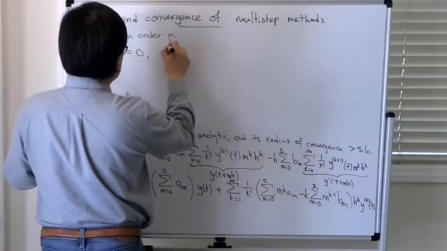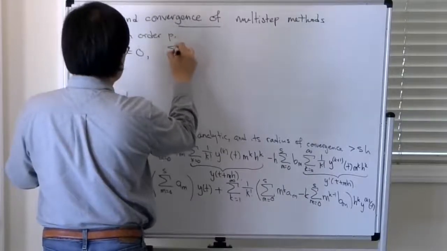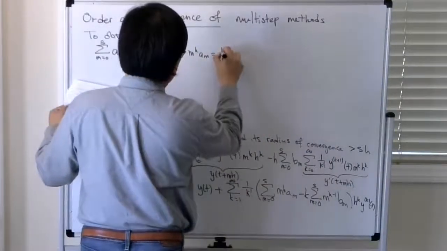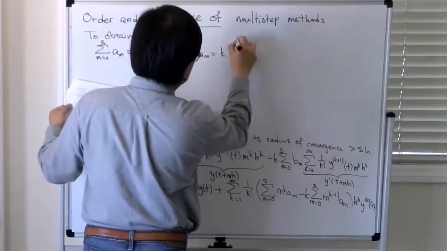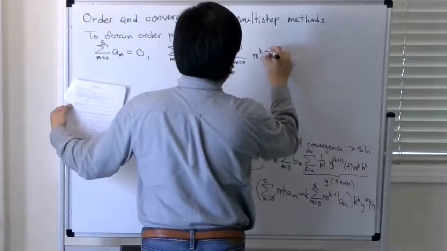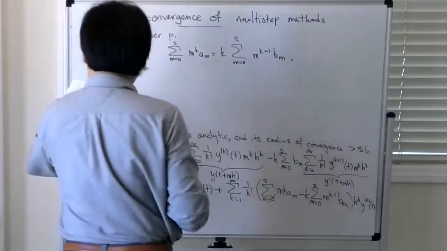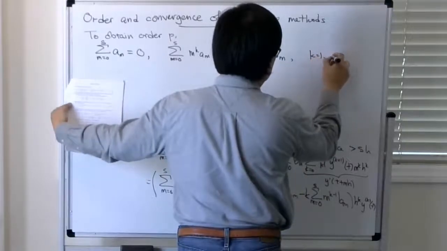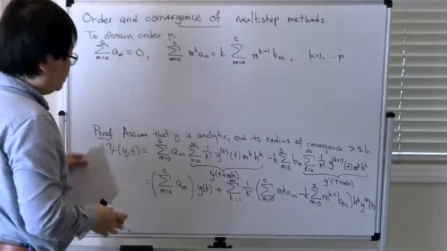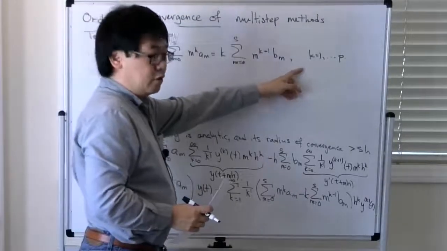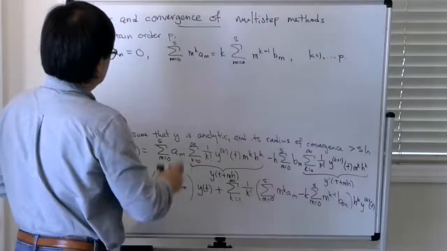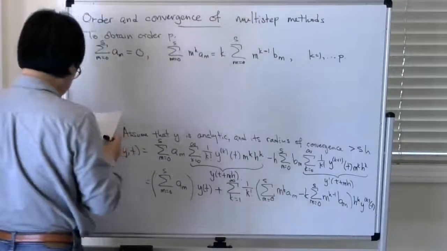So the sum from m equals 0 to s of m^k a_m is equal to k times the sum from m equals 0 to s of m^(k-1) b_m. And this has to be true for k equals 1 all the way up to p. And then in order for the method to actually have order p, the coefficient for the big O of h to the p plus 2 term is not 0. So we have to impose that condition as well.